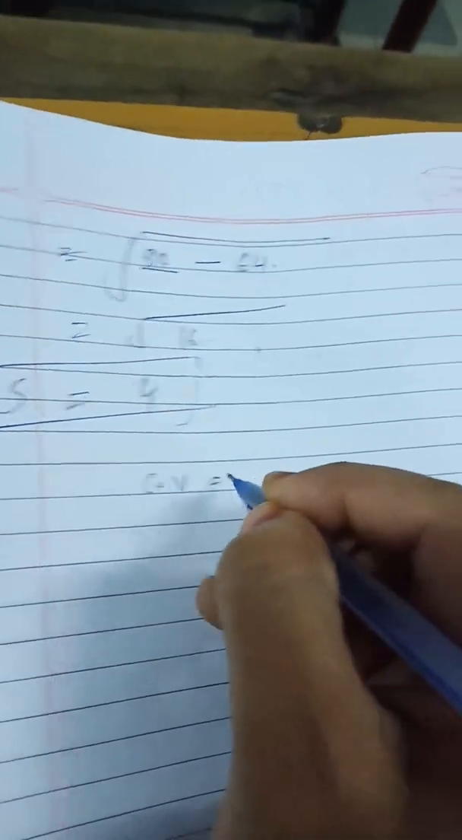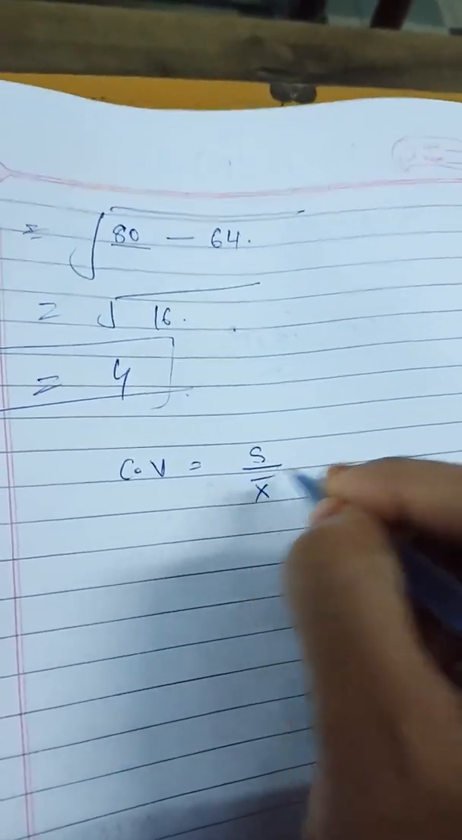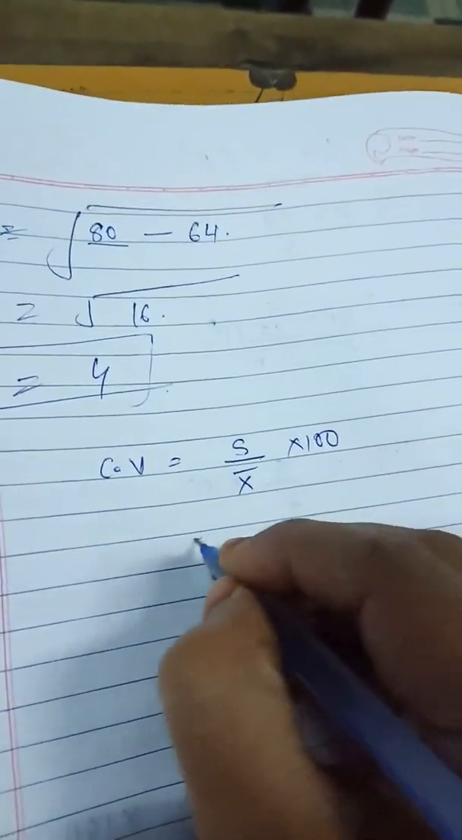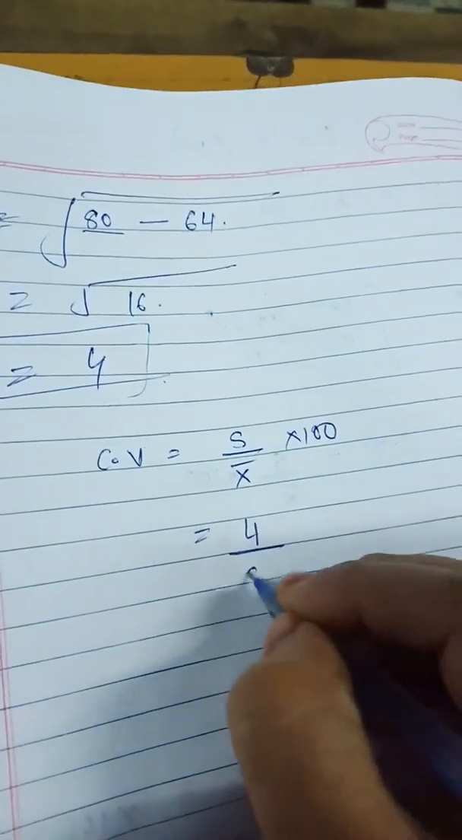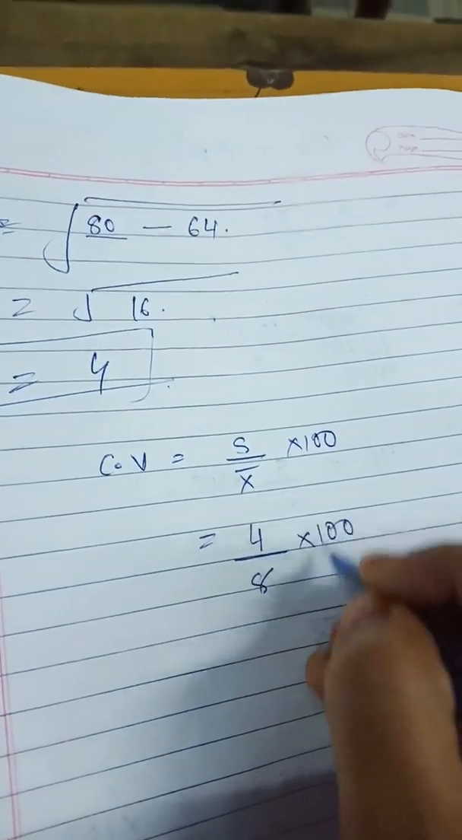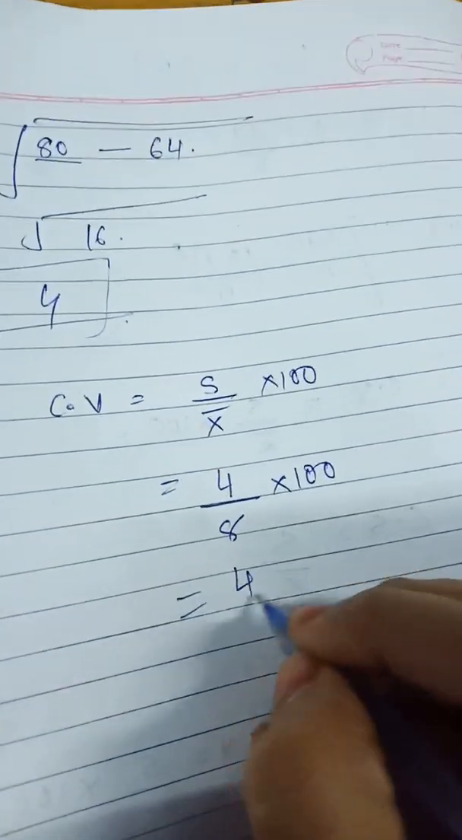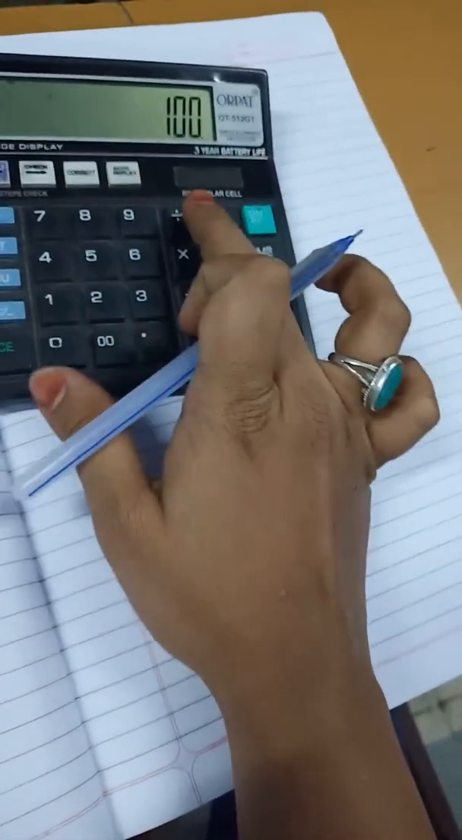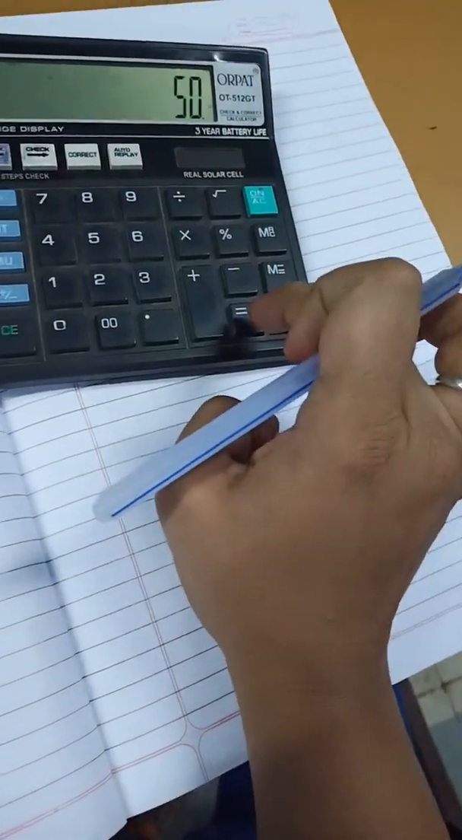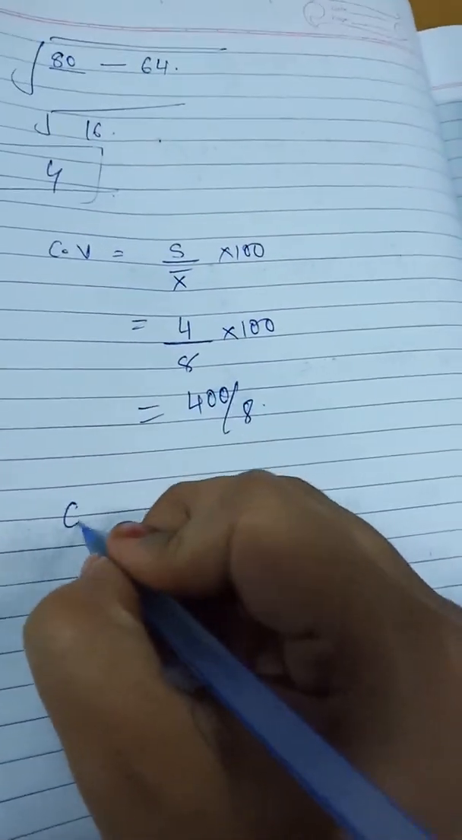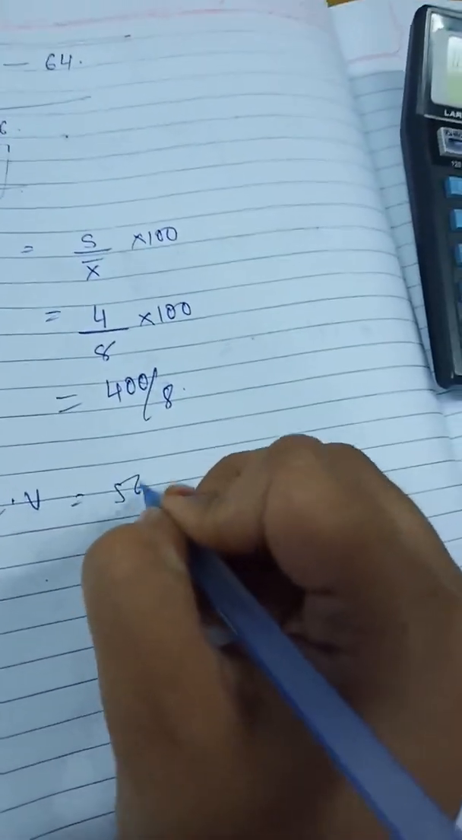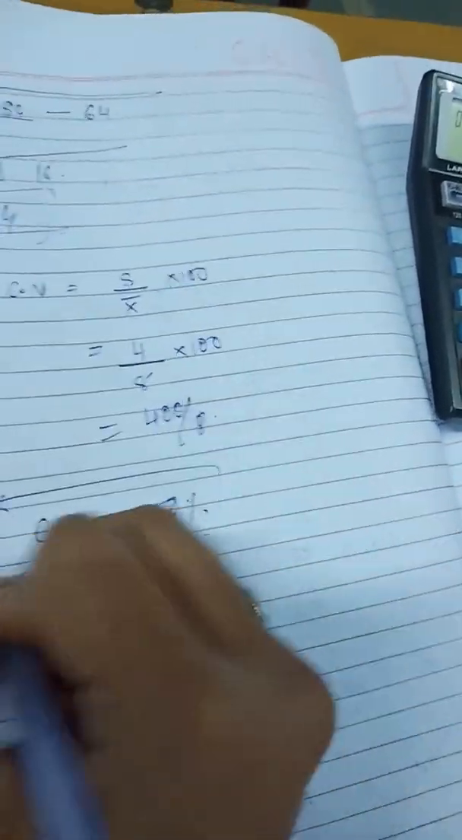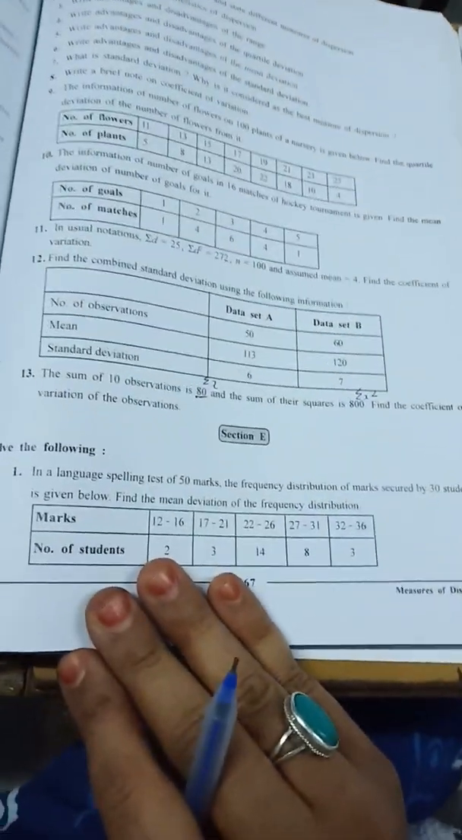Now they said to find CV, that is standard deviation divided by mean into 100. Standard deviation was 4, mean was 8, into 100. So 4 into 100 divided by 8, so that is what? CV is 50%. CV always comes in percent. Okay, so this also we have done.